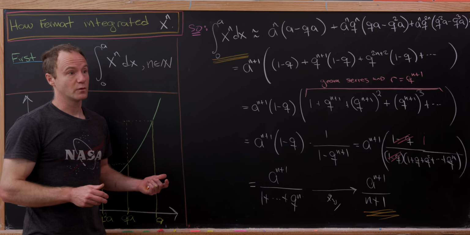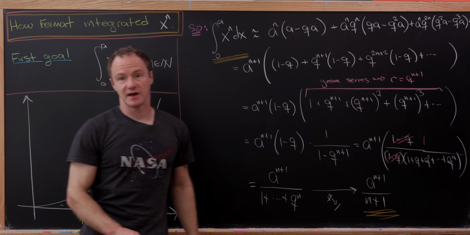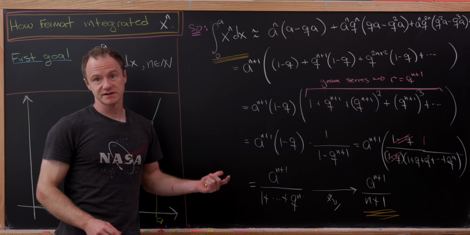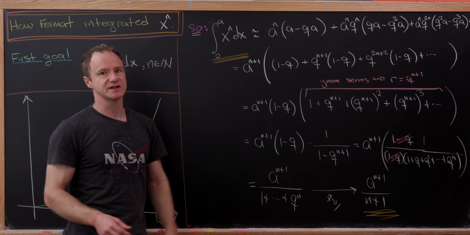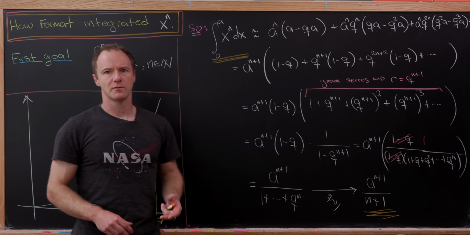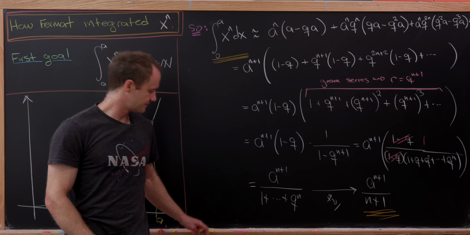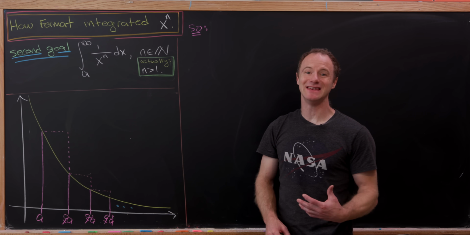So there we did it. We calculated this integral using Fermat's method, and well, we got the same answer that we would expect, which is a good thing. Okay, so now let's repeat this for maybe a negative value of n and see what happens there. Now let's look at the case when we have a negative exponent.